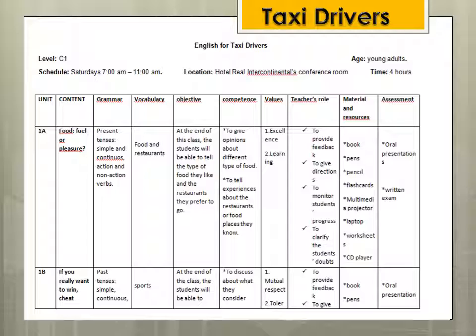This is just a little bit about the level C1, you can see the contents and all that it includes. And well, this is basically it for today. This is all that we have prepared for this project.